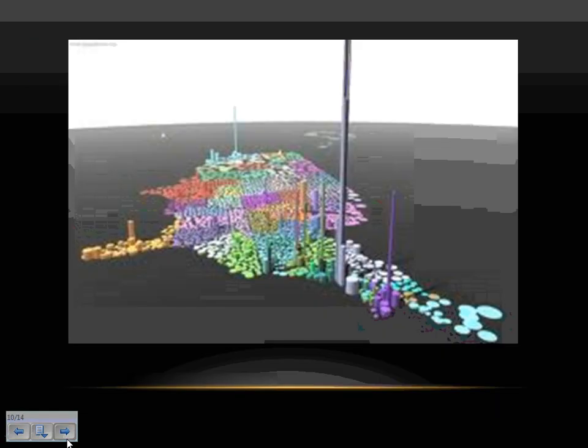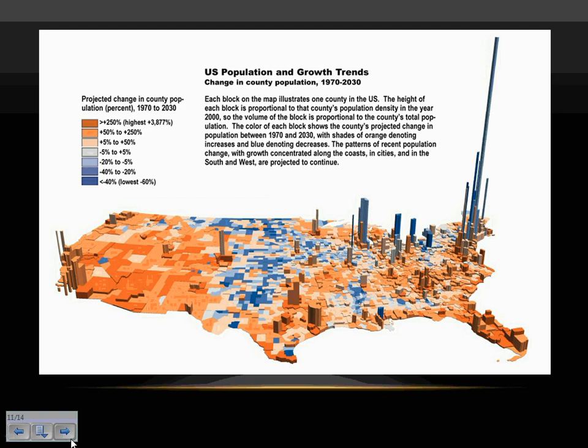Some projections for what future population trends are. East and West Coasts and Florida. Texas will continue to grow. Florida will continue to grow. California, and of course the Northeast. Chicago is a very large area as well. Chicago, you have Cincinnati, Detroit, some of these areas up here.